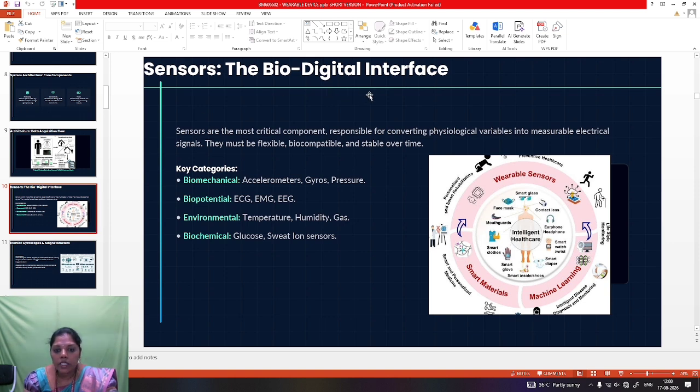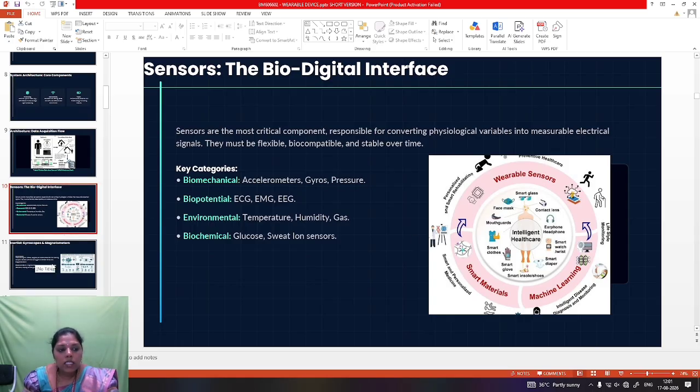Sensors: the bio-digital interface. Sensors are the most critical component, responsible for converting physiological variables into measurable electrical signals. They must be flexible, biocompatible and stable over time. Wearable sensor key categories: biomechanical, such as accelerometer and gyroscope; pressure; biopotential, such as ECG, EMG, EEG; environmental, such as temperature, humidity, gas; and biochemical, such as glucose and sweat sensors. Sensors in wearables are also advancing through machine learning and smart materials.